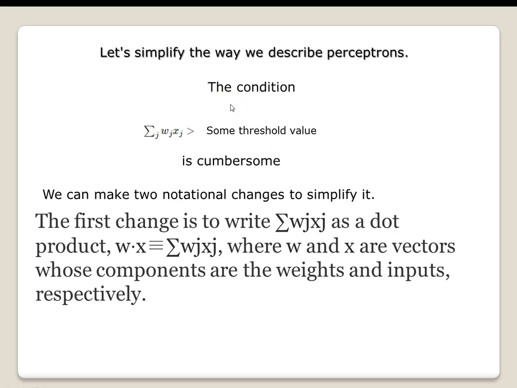Okay, now we're going to try and simplify this, or rewrite it in a different way. Let's simplify the way we describe perceptrons. So we just said the condition is that the input is greater than some threshold value. If it's greater than the threshold value, then what do we output? Let's see if you're following me. If this is greater than the threshold value, what do we output? 1. And if it's less than this threshold value, what do we output? 0. Okay, so you are following. Okay. Anyway, they suggest this is a little bit cumbersome, so we can make 2 notational changes to simplify it.